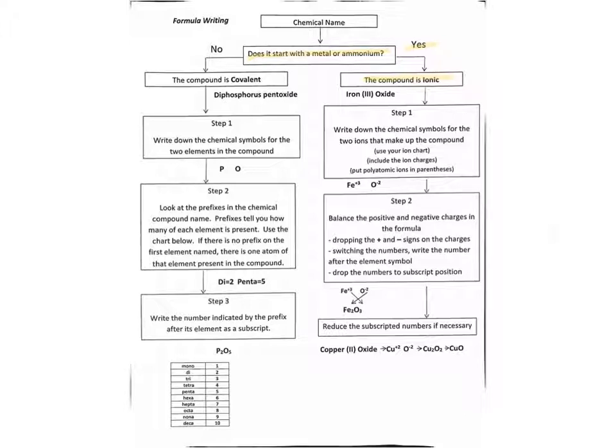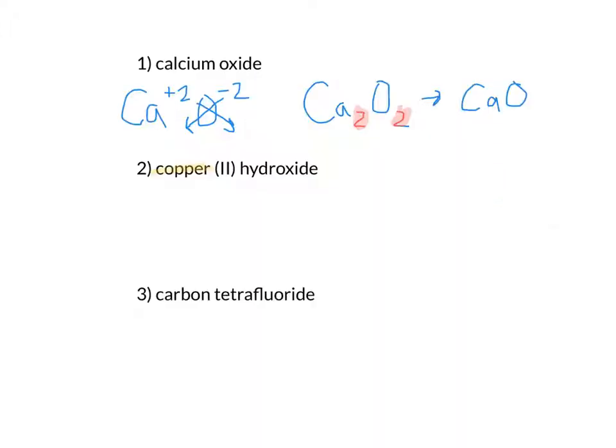What I'm going to do is write down the symbols using that ion chart. We always want to start by writing those ions. Then we're going to do that drop and swap business. We want to bring those charges down, get rid of the charges, and just rewrite the numbers. So let's look at how that's going to look here with copper 2 hydroxide.